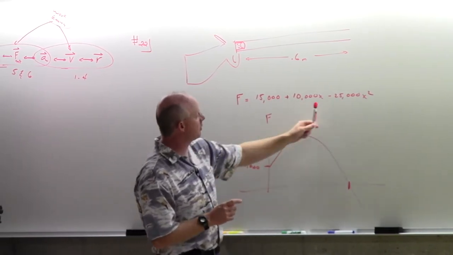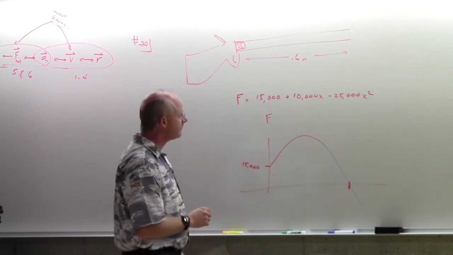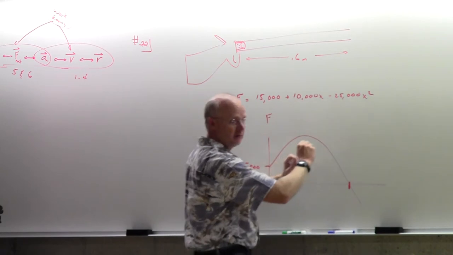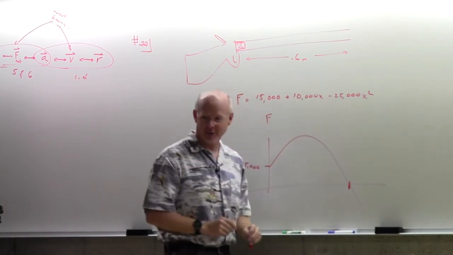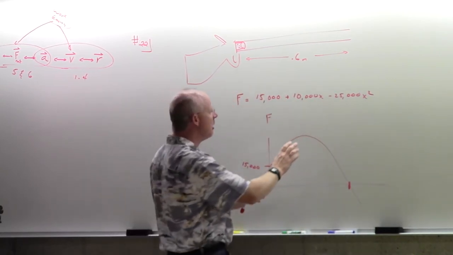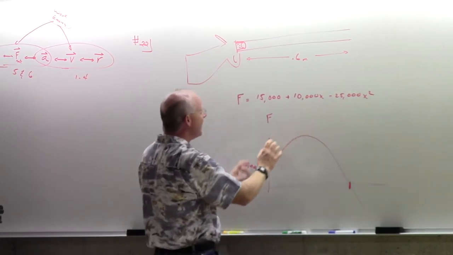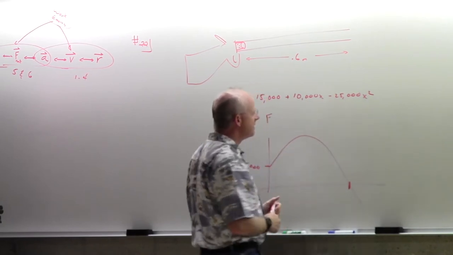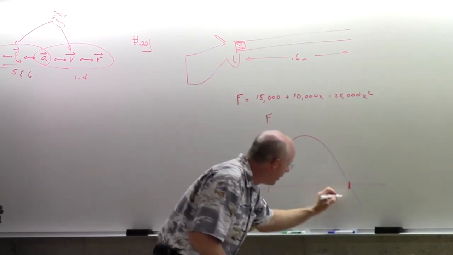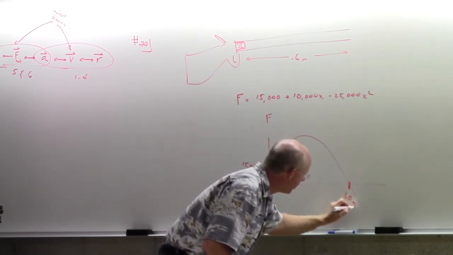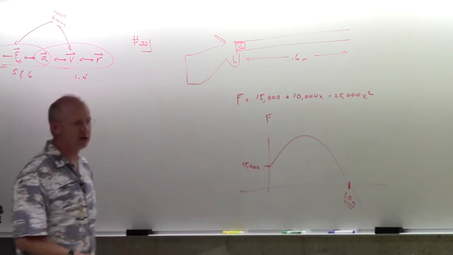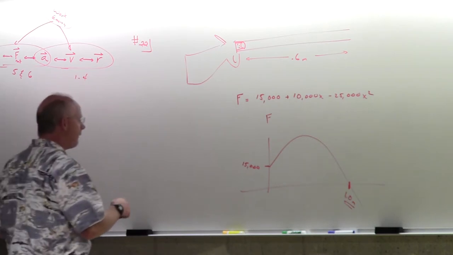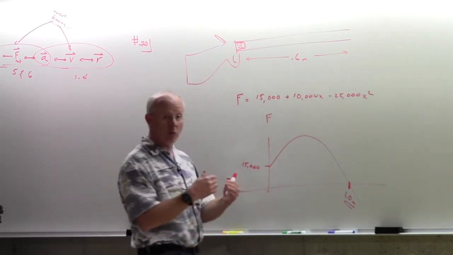When does this function equal 0? Yeah, it does when x equals 1. 15 and 10, 25, were they real nice to us here? All right, so if I put a 1 in here for x, I get 15,000 and 10,000, that's 25,000, and minus 25,000 gives me 0. So they've given me an easy equation to work with. You could probably also solve it using the quadratic formula if you don't recognize that, but that will be the solution. The force comes out to be 0 after 1 meter.